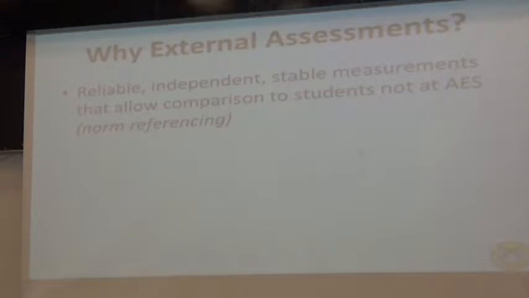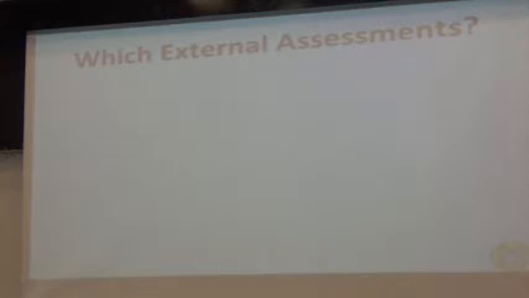Okay, so why do we do external assessments at all? We have reliable, independent, stable measurements, and this is really important. As I was saying before, they allow comparisons to students who are not at AES, and that's norm referencing. We're going to talk about what the norm referencing is for math in just one moment. And again, we can also use our MAP scores or external common assessments to identify kids who need some extra help as well.